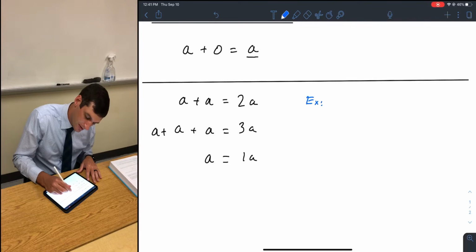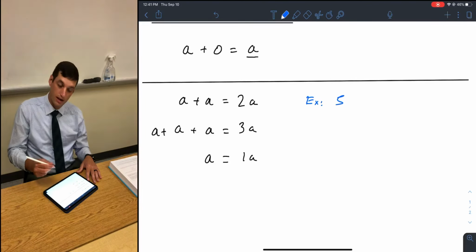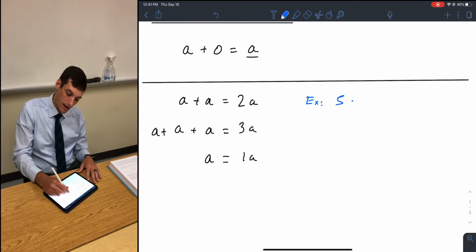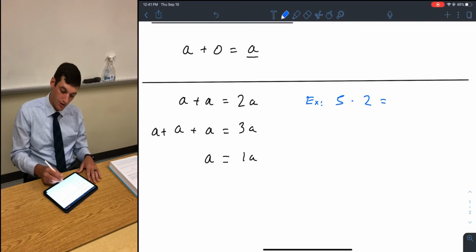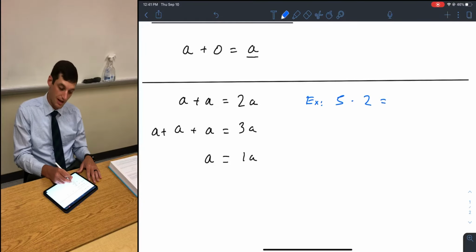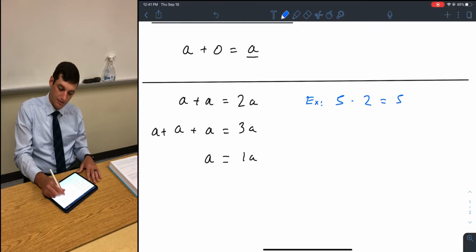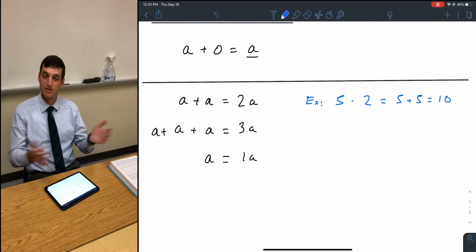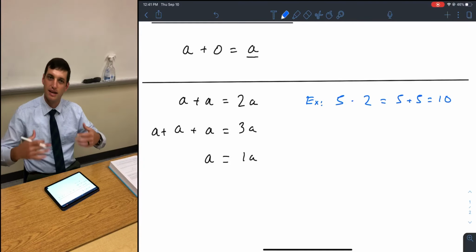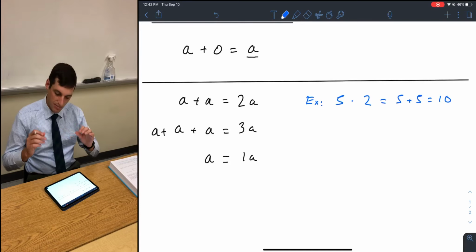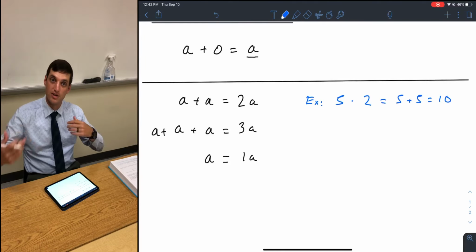Let's look at 5, and we're going to multiply it by 2. That is the same, so that's like if I plugged 5 in to this A here, so it'd be 5 times 2. That is just 5 plus 5. Makes sense, right? This is something you've all learned before. But it is very important that you understand how these numbers are working.